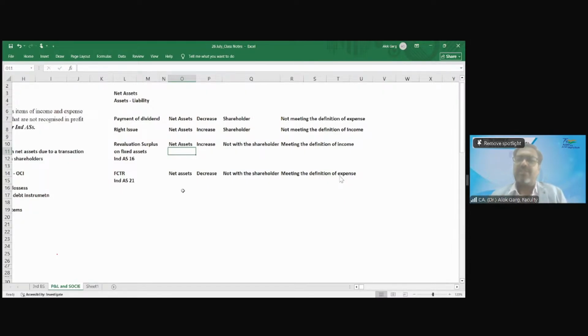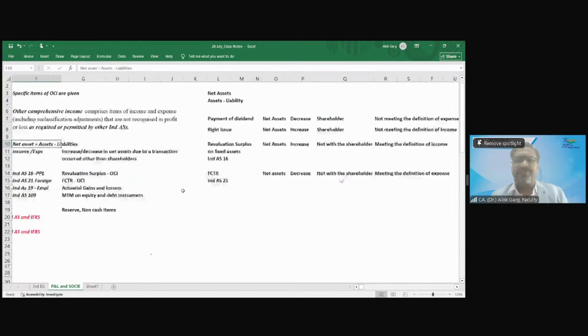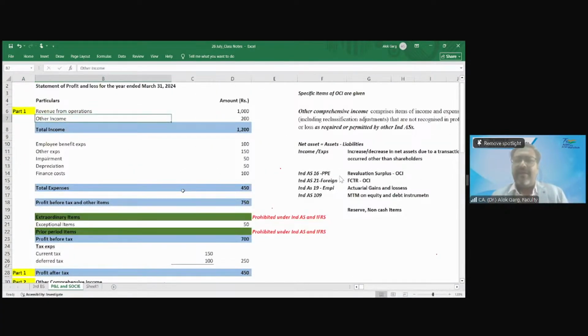Is it meeting the definition of income? Yes or no? Yes, sir. It is meeting the definition of income. So where should I take it? Should I take it as other income? And should I take it into the retained earnings? Should I distribute the dividend on this notional amount? क्या कहते हो? It will be part of other income, sir. Other income, ये जो revenue from operation के नीचे है.